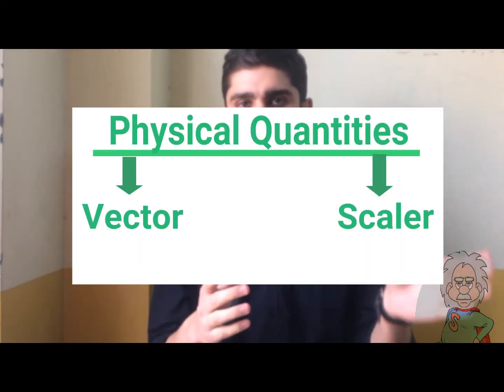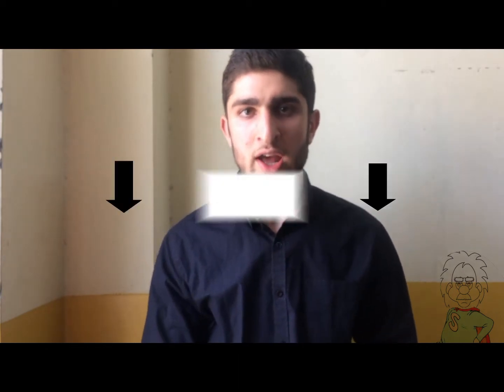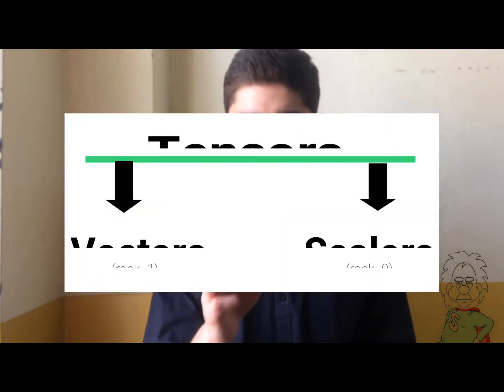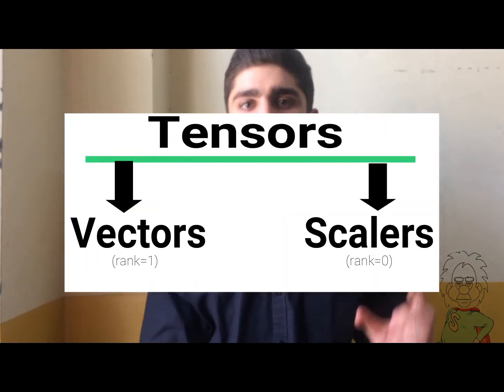So today our topic is vectors. Now in physics, as I had already discussed in my first video, we have physical quantities. Physical quantities are of two types. Number one is a vector, number two is a scalar. In fact, these two classes come under a class that is called tensors. A tensor of rank 0 is called a scalar, and a tensor of rank 1 is called a vector.